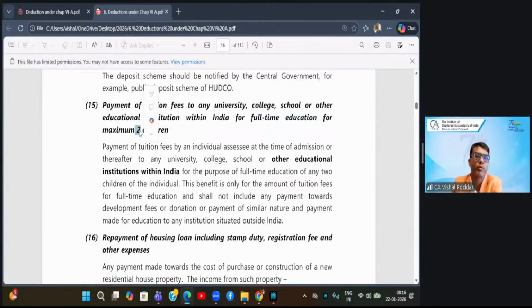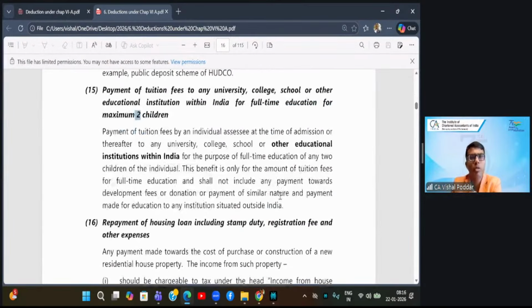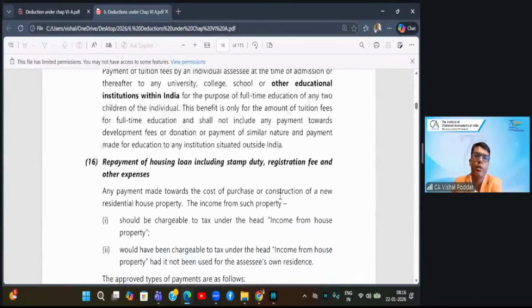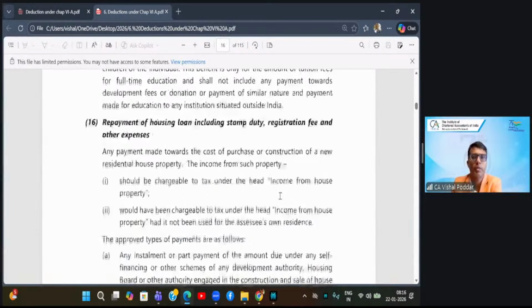Now here there is a limit of 2 children. So if you have more than 2 children and you are making payment for all of their education, you get deduction for any 2 children's education. This is similar to what you studied in the salary chapter also.